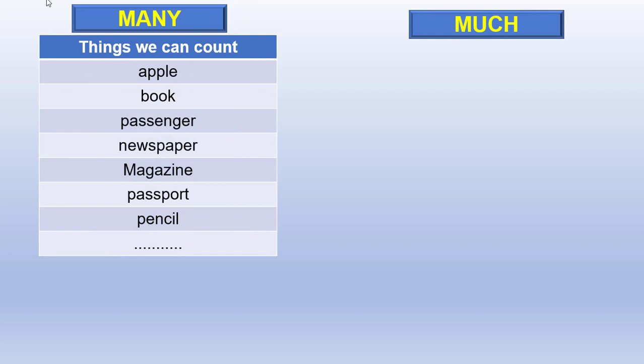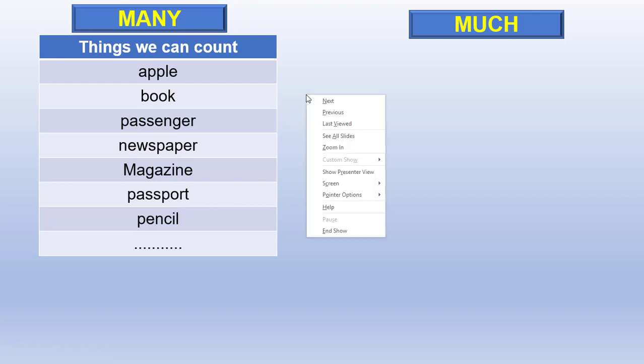And today I will tell you how to use many and how to use much. Let's look at this table. We use many for things we can count. I say it again. We use many for things we can count. For example, apples, book, passengers, newspaper, magazine, passport, pencil, etc.